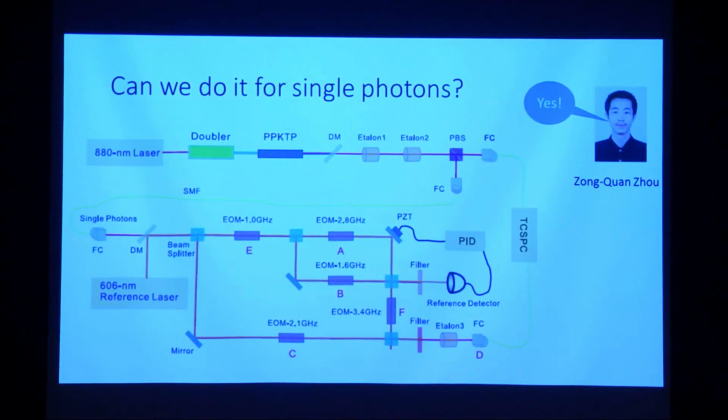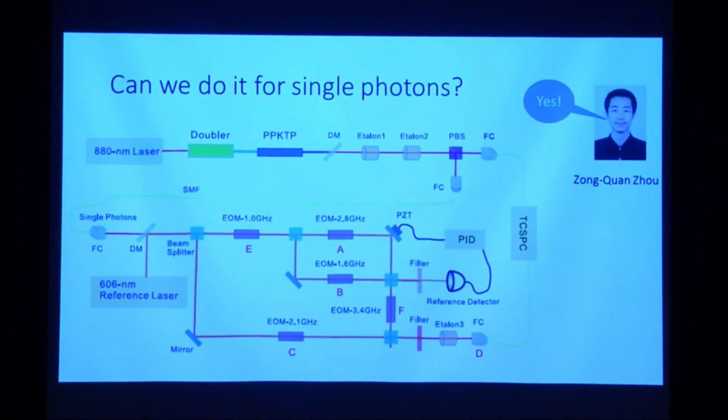And the idea is like this. First of all, of course, we need single photons, and we do this with down conversion. These are so-called heralded photons. Then we build a nested interferometer, and we spread around these EOMs. What the EOMs do is put some frequency component in a single photon.